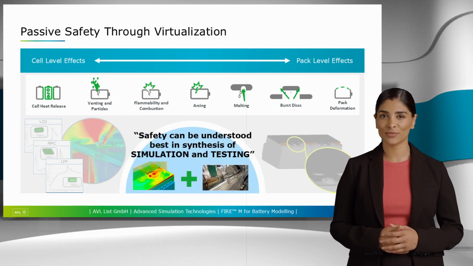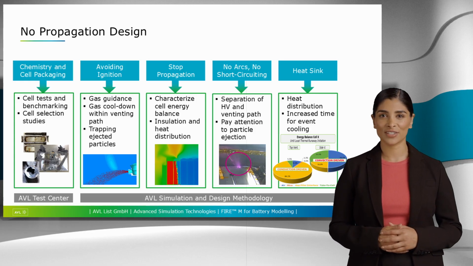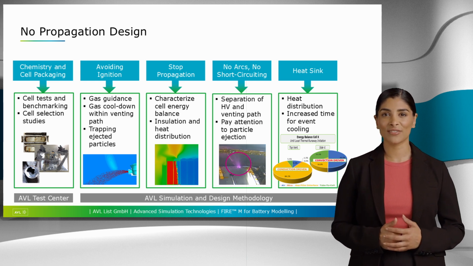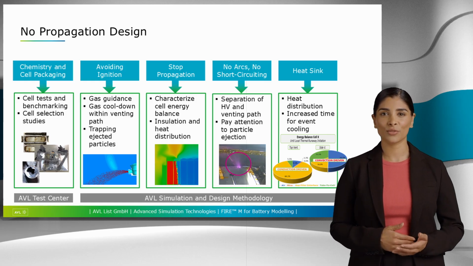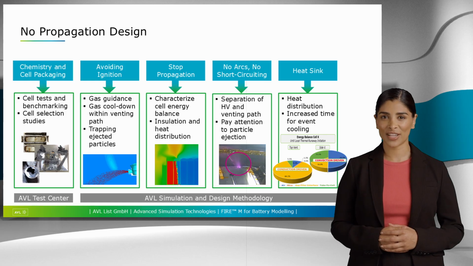What does no propagation design mean? No propagation design starts at cell level, where cell tests give us the input data that are needed for correctly simulating cell chemistry and packaging. Having understood the cells enables us to avoid ignition of the flammable vented gas in the case of a local thermal runaway by implementing measures that guide the gas in such a way that its temperature drops quickly and that it can leave the pack without delay.